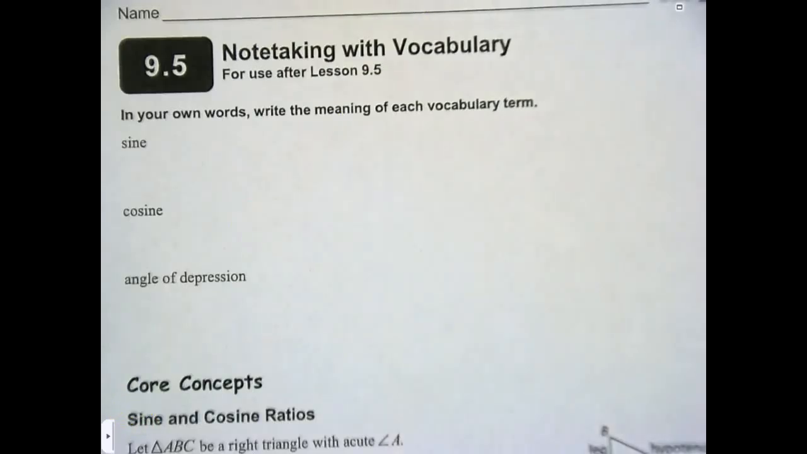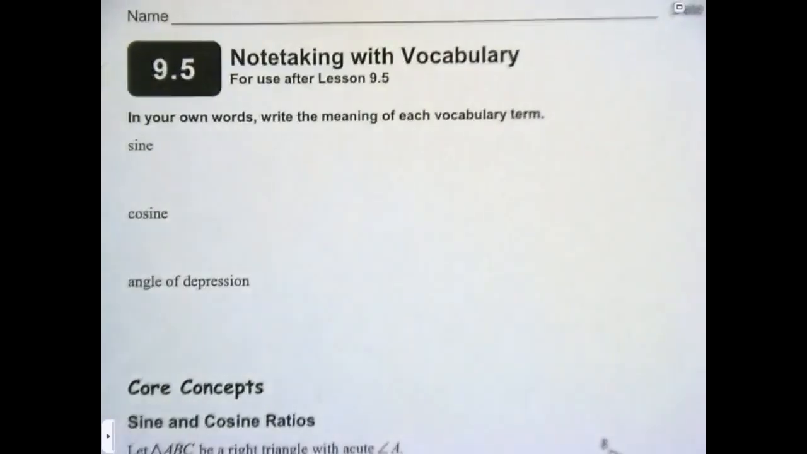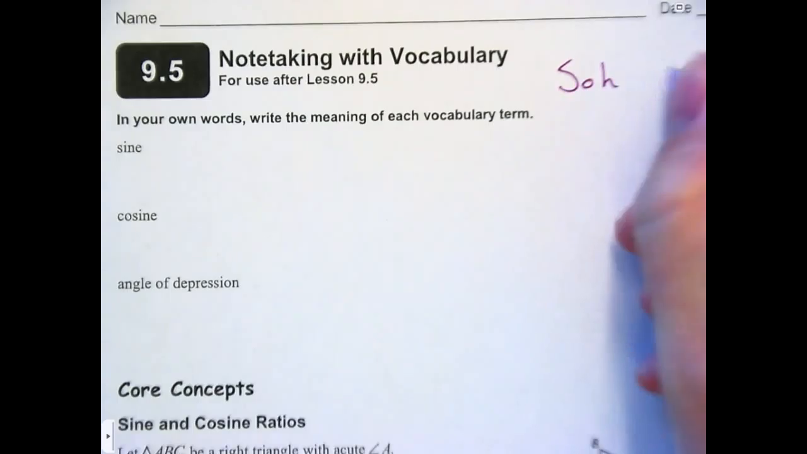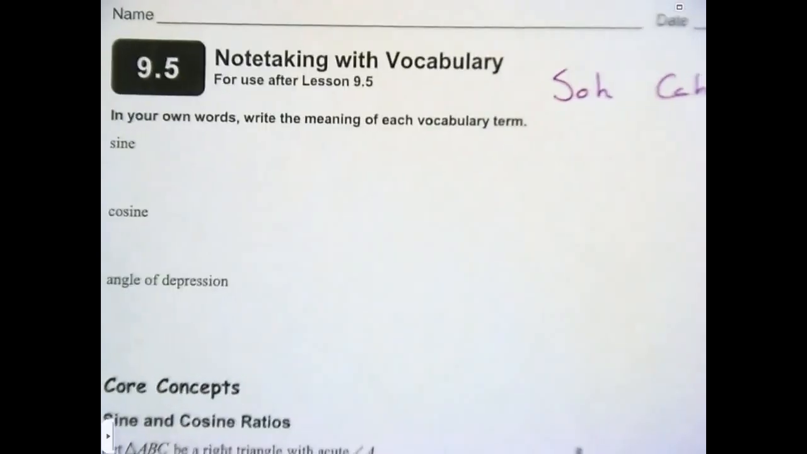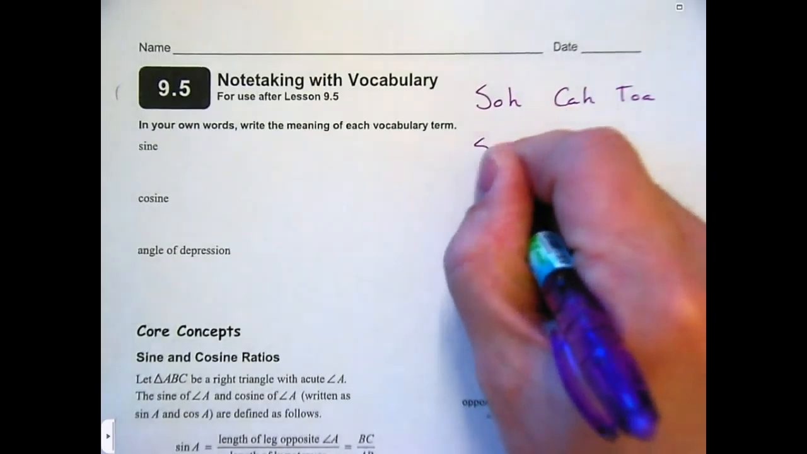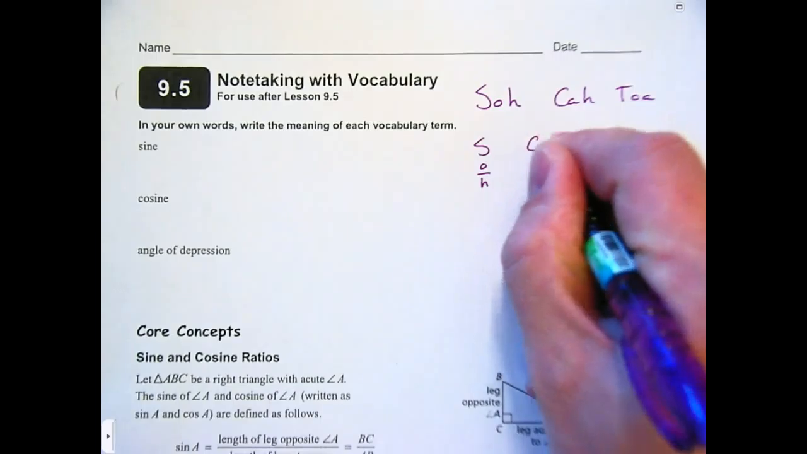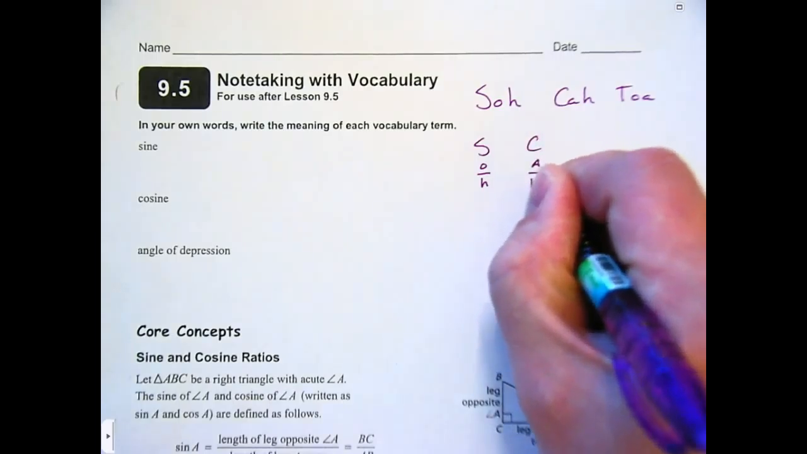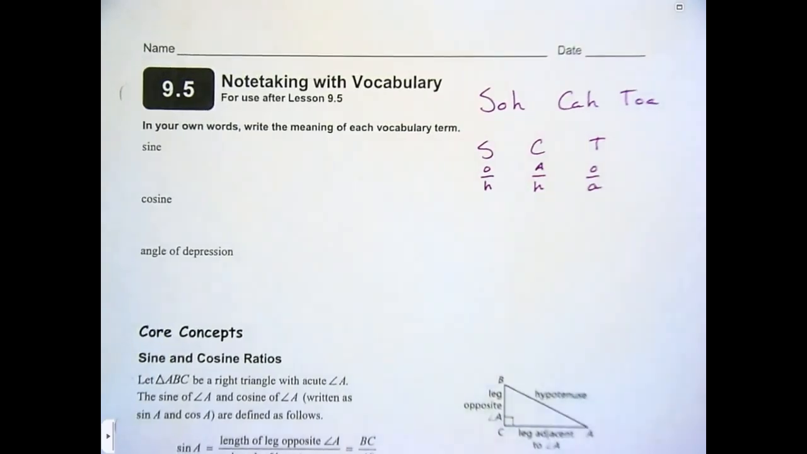So yesterday we talked about the first of the three trig functions we're going to talk about. Today we deal with the other two. So if you remember, SOH CAH TOA. Sine is opposite over hypotenuse. Cosine is adjacent over hypotenuse. And then tangent, that we did yesterday, was opposite over adjacent.